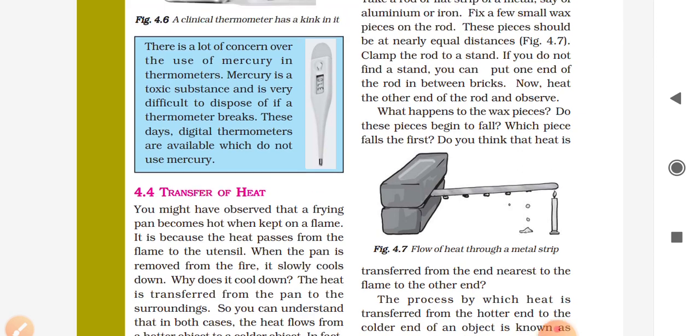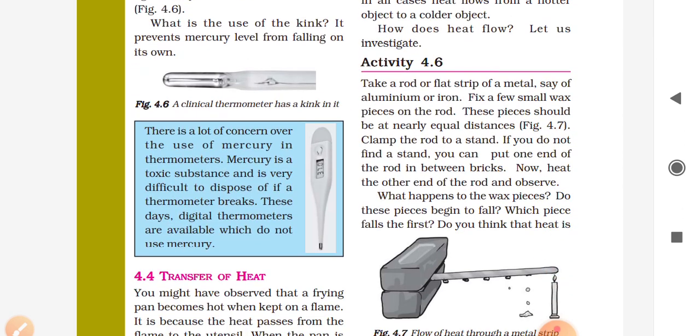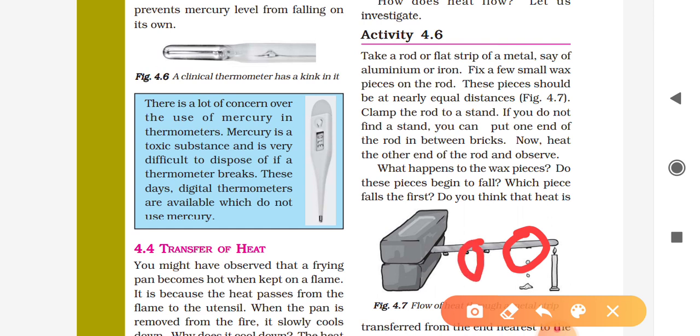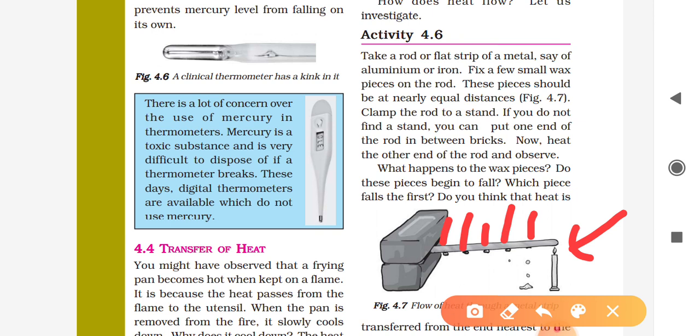Now you can see one activity here. Take a rod or flat strip of a metal, maybe of aluminum or iron. Fix a few small wax pieces on the rod. These pieces should be at a nearly equal distance. So you can observe that on this rod which contains these waxes, due to the heat passing from this end, it melts the wax slowly.